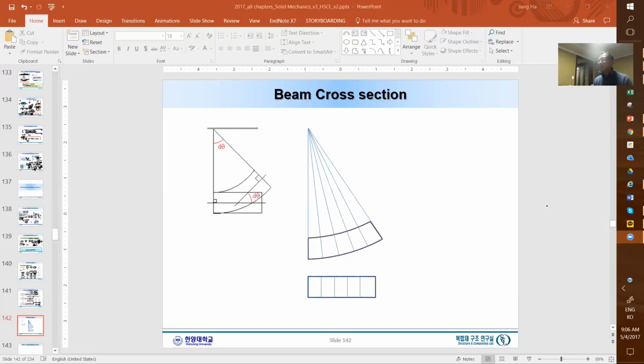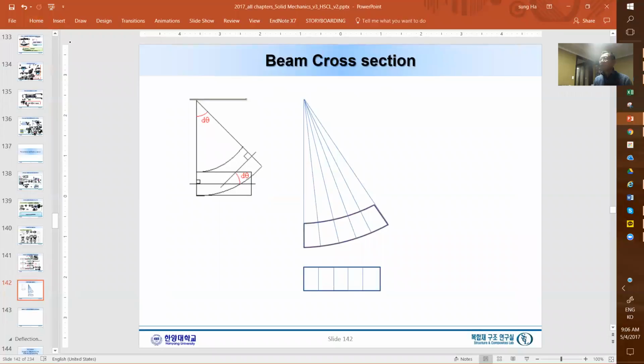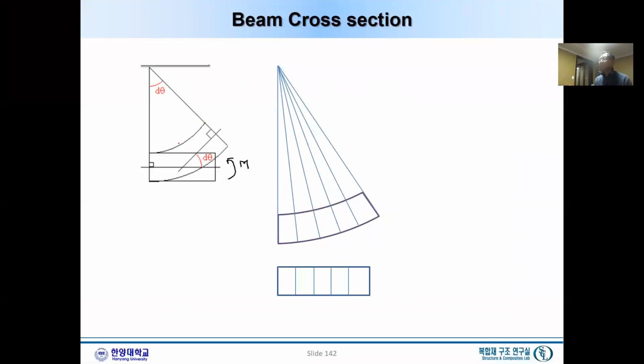This beam is the before deformation. This one is subject to a bending moment M. Okay, this one is before deformation, and the length we consider was dx.